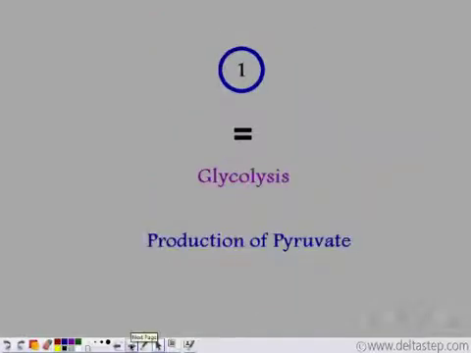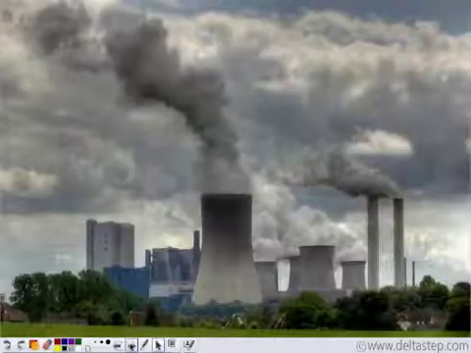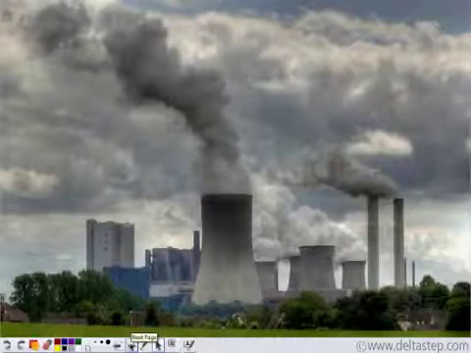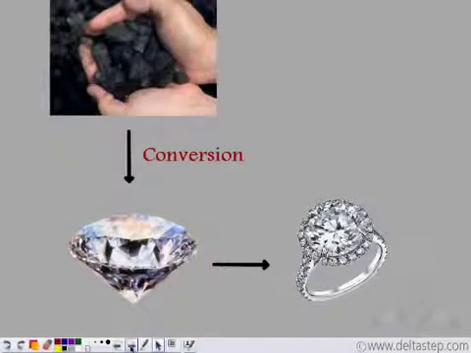Now what is the significance of the first step, or glycolysis? Is it just an intermediate step for the formation of energy from glucose? Well, let us see. Coal helps in the formation of electricity. But at times, very pure form of coal gets converted into diamonds, which are used in making jewelries.